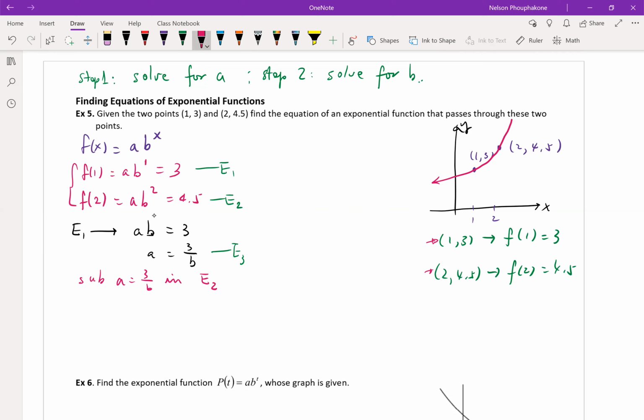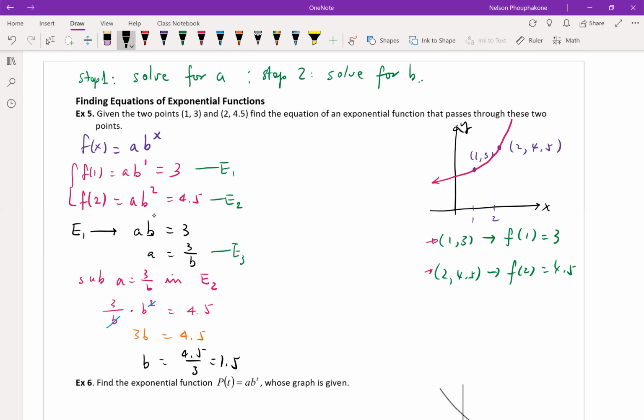Then I will have 3 over b times b squared is equal to 4.5. Okay, this is what we have. And of course, in this case, you will see that b and b squared, they cancel. So now I have 3b is 4.5. And now b will be 4.5 divided by 3, which is 1.5 then. Okay.